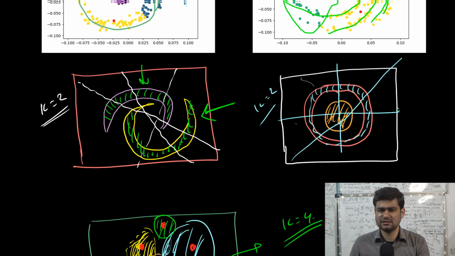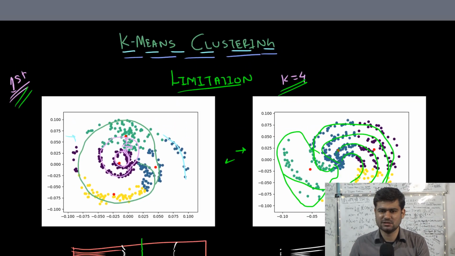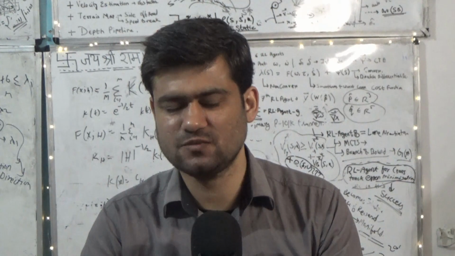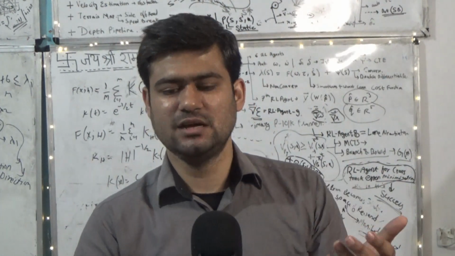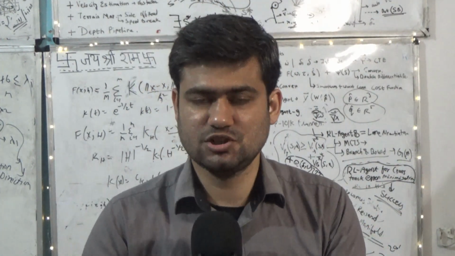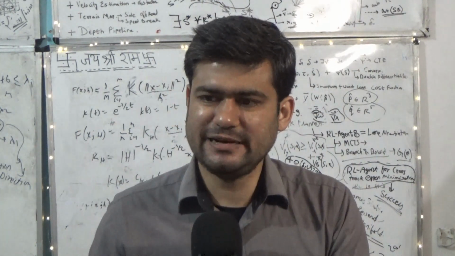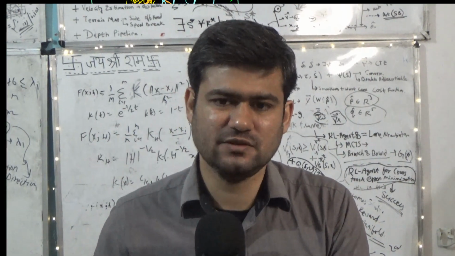So in a nutshell, one of the limitations of the k-means clustering algorithm is that it works well only if the data set has a spherical or hyperspherical shape or geometry in the feature space. The second limitation, the obvious limitation of the k-means clustering algorithm, is that the value of k should be known.